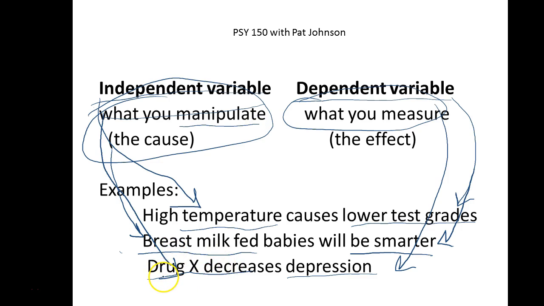So what I'm alluding to is that there need to be different groups in an experiment, where some get the actual treatment, in this case temperature, in this case breast milk, in this case the drug, and some do not.